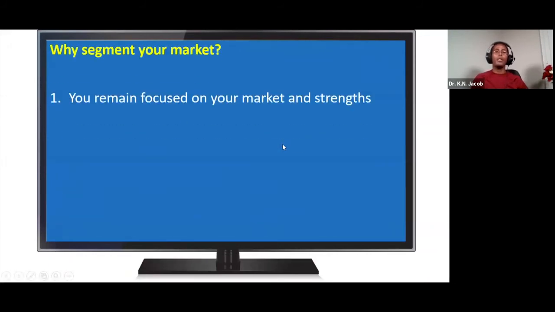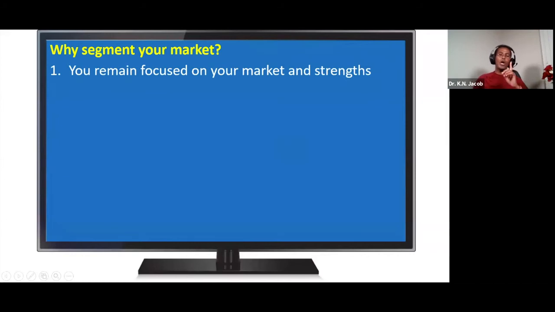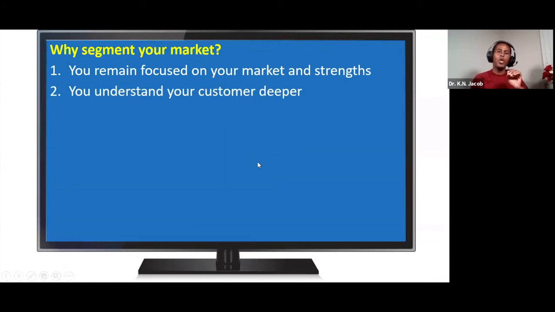So let me give you quickly 4 reasons why you must be concerned with segmenting your market. 1, you remain focused on your market and strengths. You stop being all over. To be everywhere is to be nowhere. Number 2, you understand your customer deeper.